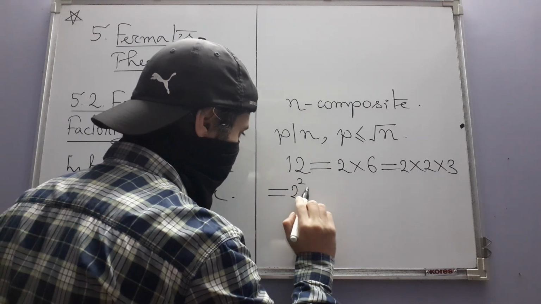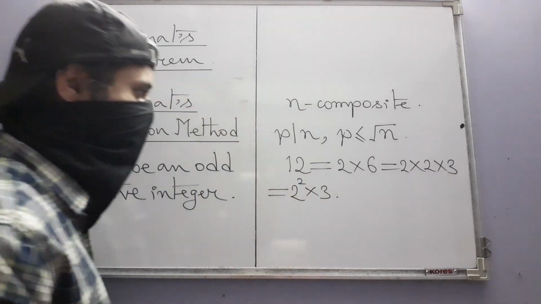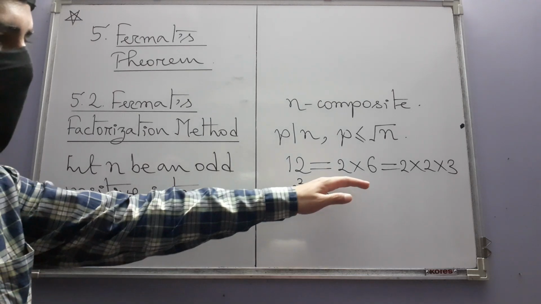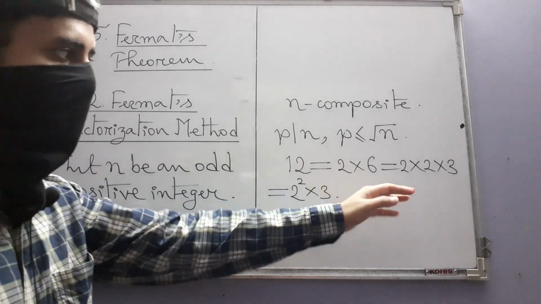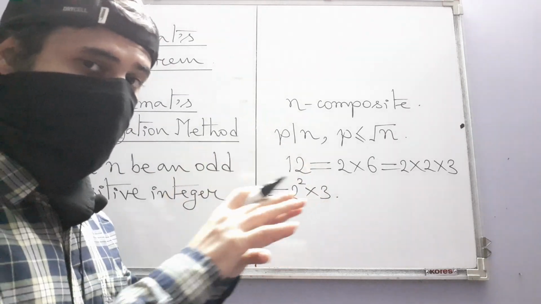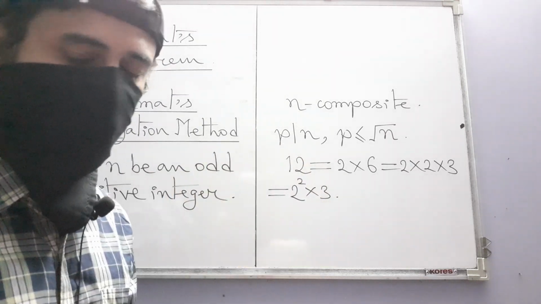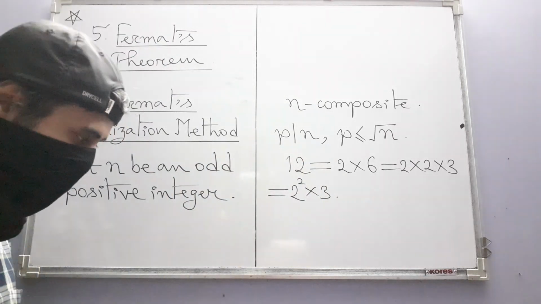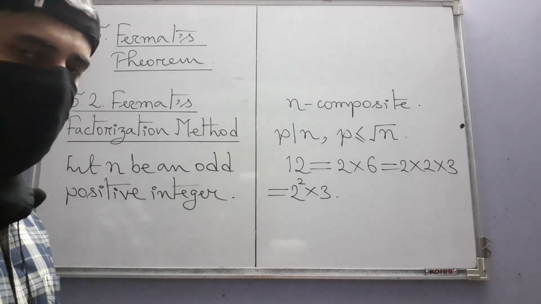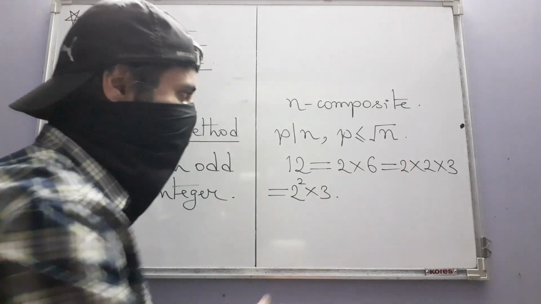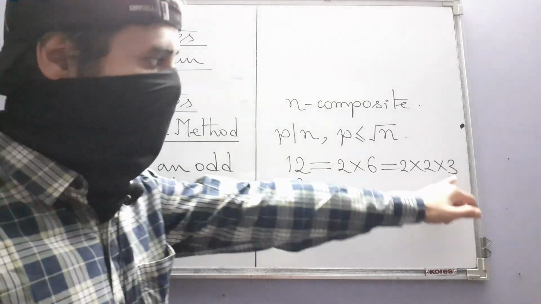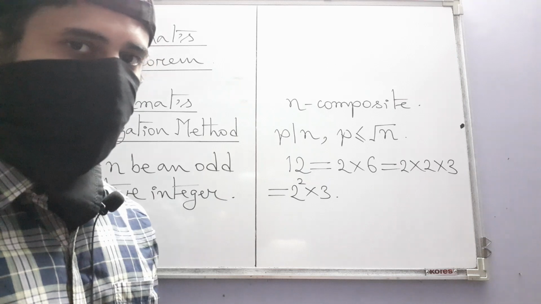So you get 2 square times 3. Now the observation that the 2's can be recognized in the beginning itself makes us choose an odd positive integer, because you can just simply repeat the procedure n number of times until you get an odd number.